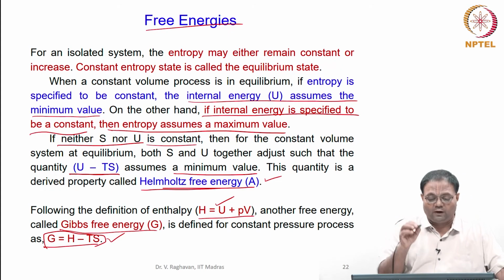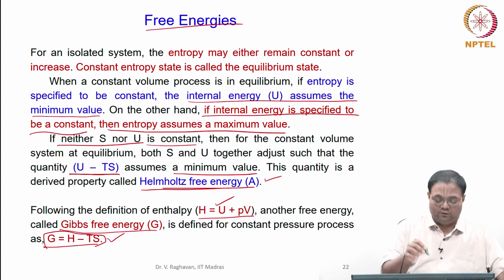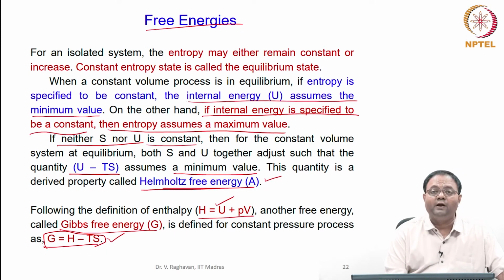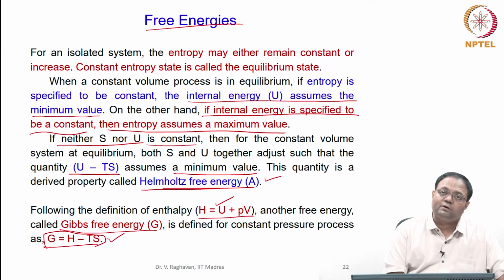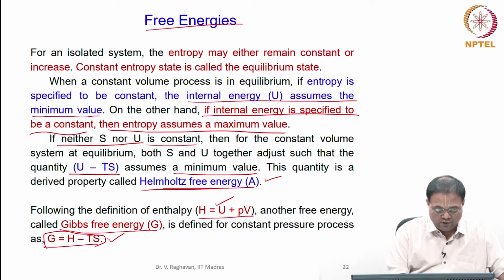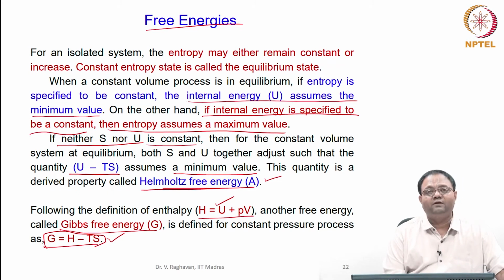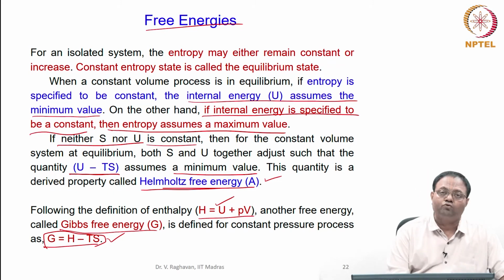So since entropy is involved in this, Gibbs free energy is a function of both temperature as well as pressure, because you can see H is temperature dependent only for ideal gases, but since S is dependent on pressure, G will also be dependent on pressure.